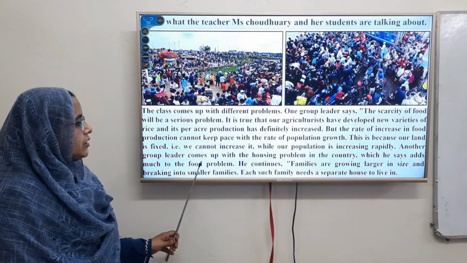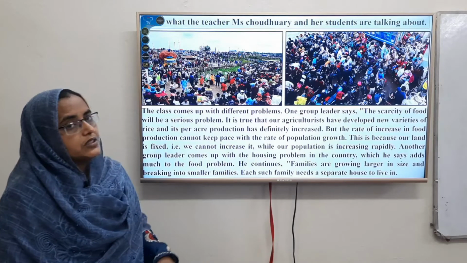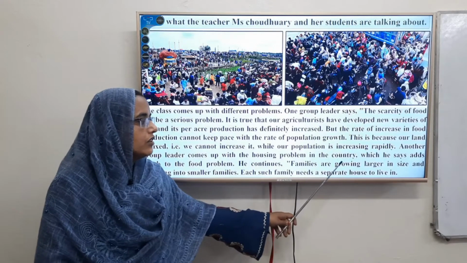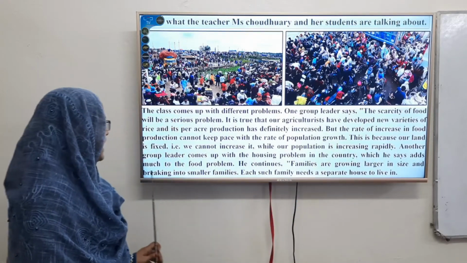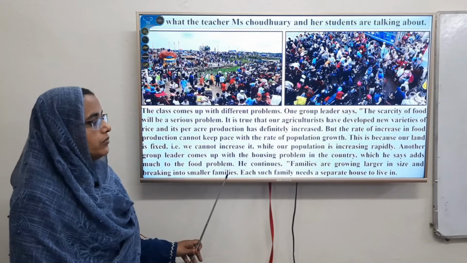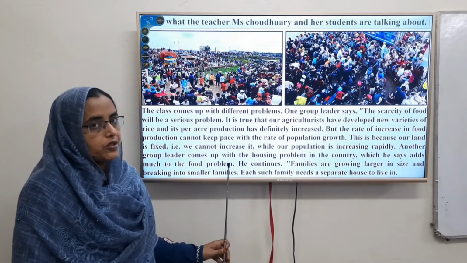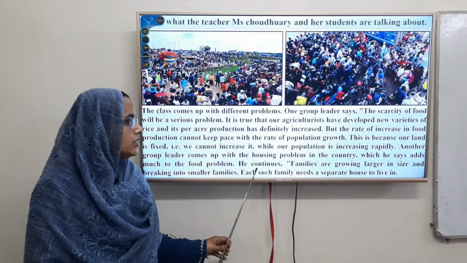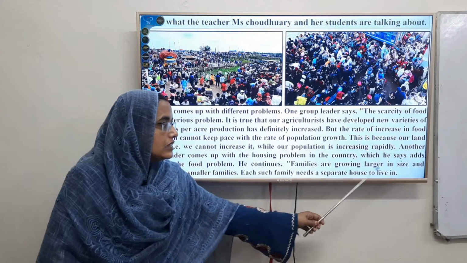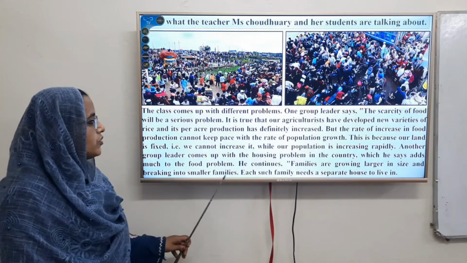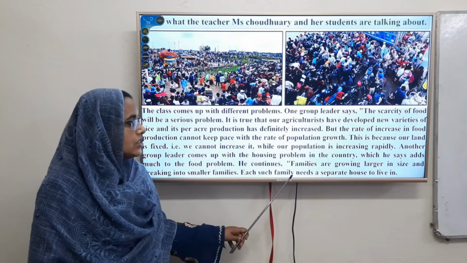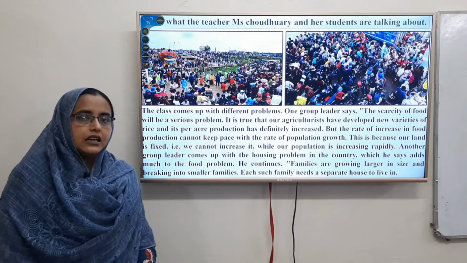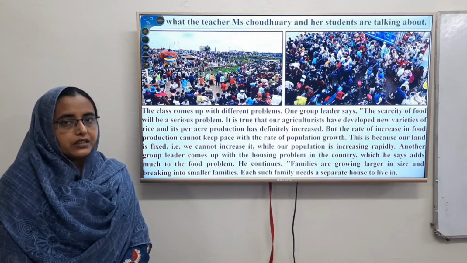Another group leader comes up with the housing problem. Comes up means highlighted. Another group leader comes up with housing problems in our country, which he says adds much to the food problem. Food problem is definitely a great problem, but another group leader discussed the housing problem. So he continues, families are growing larger in size and breaking into smaller families. Each such family needs a separate house to live in. So this is the condition. Our land is shrinking day by day.